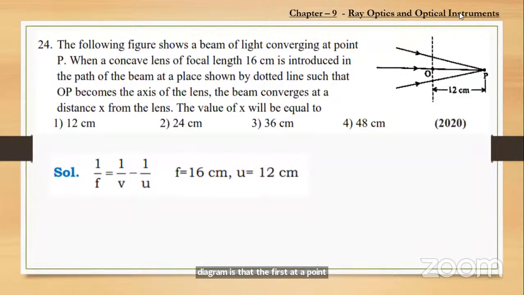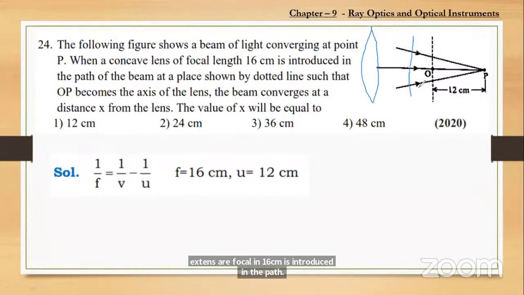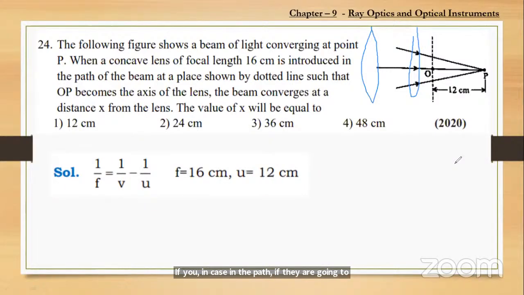Here the light is converging, so you can imagine which lens it could be. Convex lens or concave lens? Convex lens is there. At a point P, it is going to converge. When a convex lens of focal length 16 centimeter is introduced in the path, as shown by the dotted lines, they ask what happens.